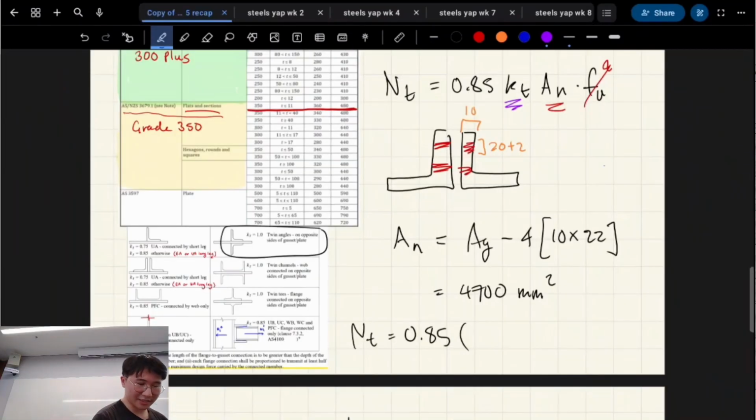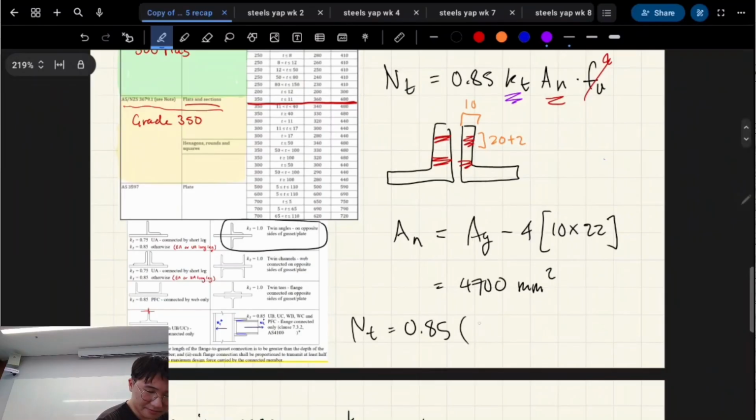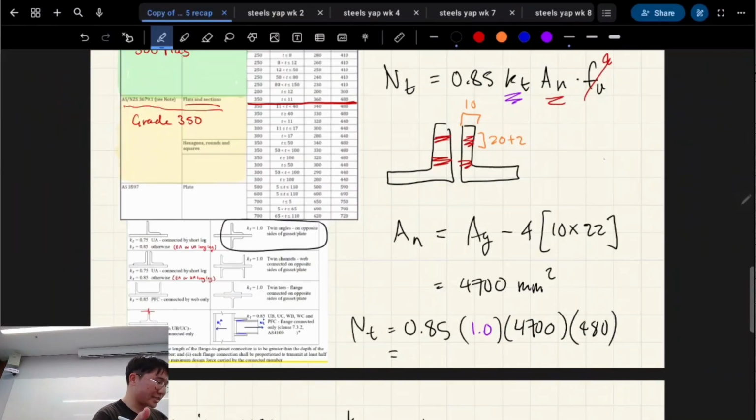Right, when they're double, they become symmetrical. So KT is 1. That's 4,700. This is 480. So now I'm going to skip the step of converting it from newtons to kilonewtons, and I'll just go straight to kilonewtons, right? Because of what I said before.